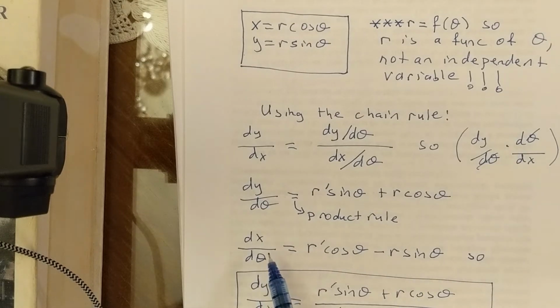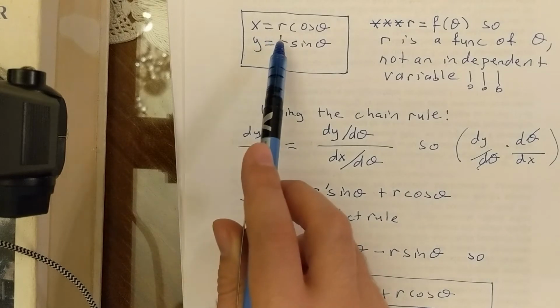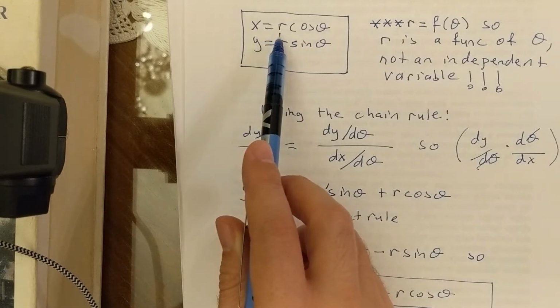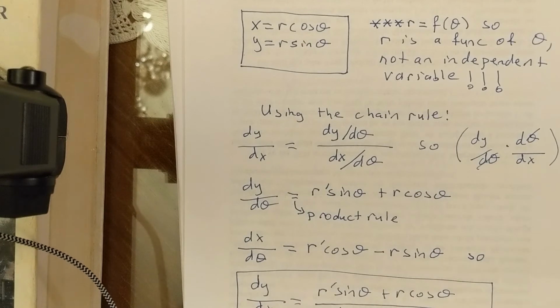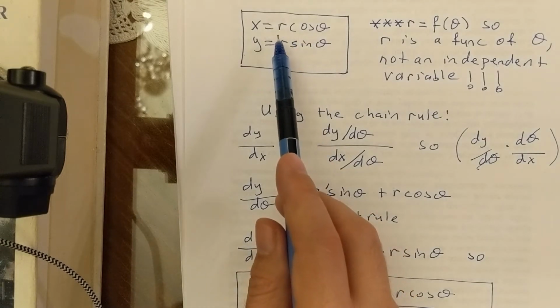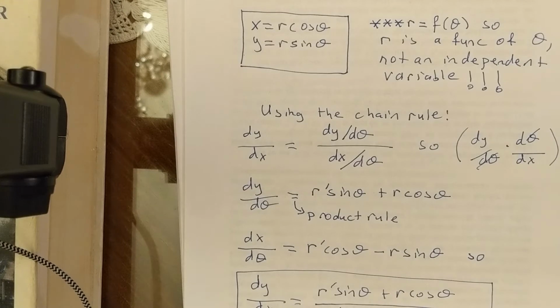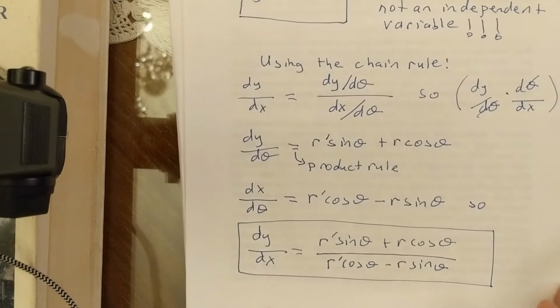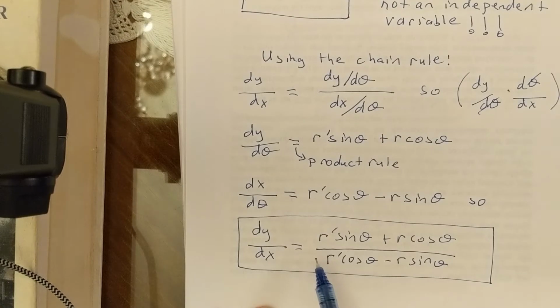On the other hand, if I want to do dx/d theta, again I have to use a product rule because this is a function of r. If you're getting confused, instead of r, just write f of theta. So derivative of r times cosine plus derivative of cosine. Well, that's minus sine, so I put the minus in front: minus r sine theta. That's what we have. So taking their fraction, we get that dy/dx is equal to this horrible looking formula: r prime sine theta plus r cosine theta over r prime cosine theta minus r sine theta.